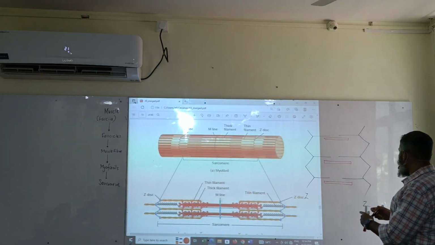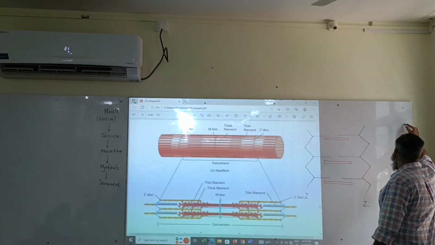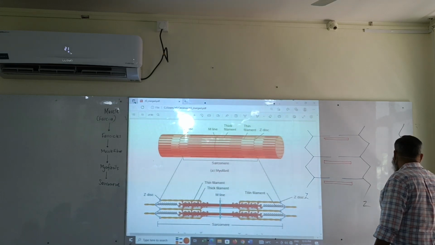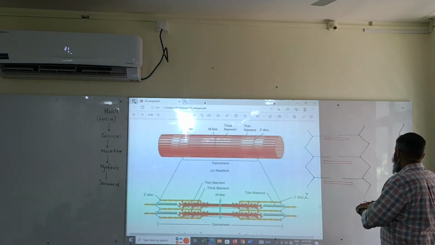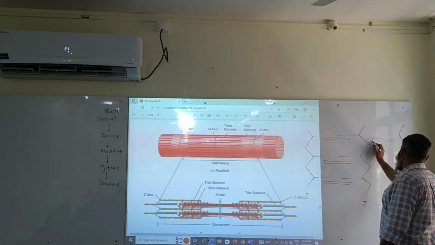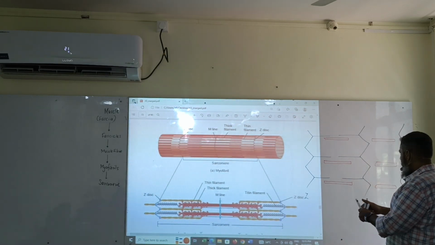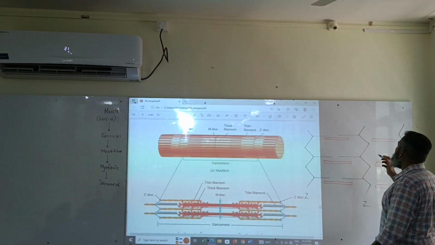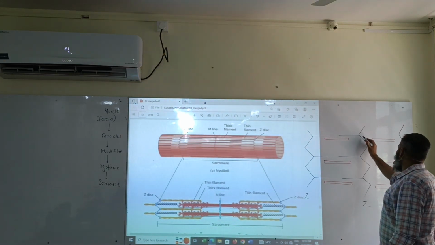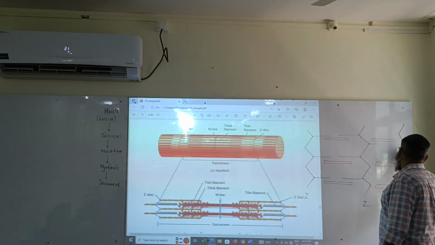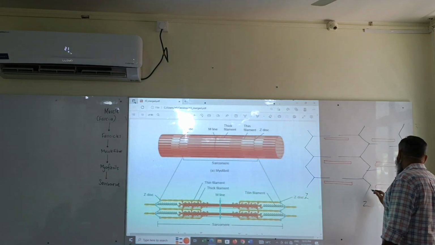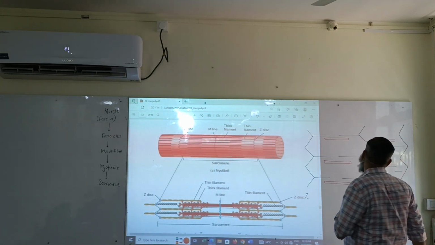So do you see? I'll draw one more sarcomere over here. One more Z line over here. Right? So in this center, what did I draw, guys? Thick filament. And what is this blue line? Thin filaments. Right? This is diagrammatically.